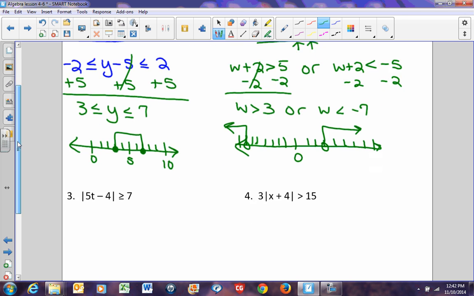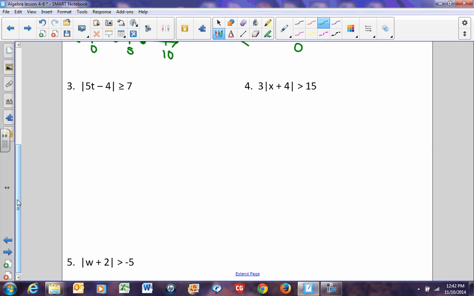Let's look at another two problems. The absolute value of 5t minus 4 is greater than 7. It's a greater problem. Greater. So this is going to be an or. So I'm going to set it up again, just like I see it without the absolute value symbol. So 5t minus 4 is greater than or equal to 7. Or, write it again, 5t minus 4. Switch your inequality symbol and do the opposite. So switch your inequality symbol, make your number negative.